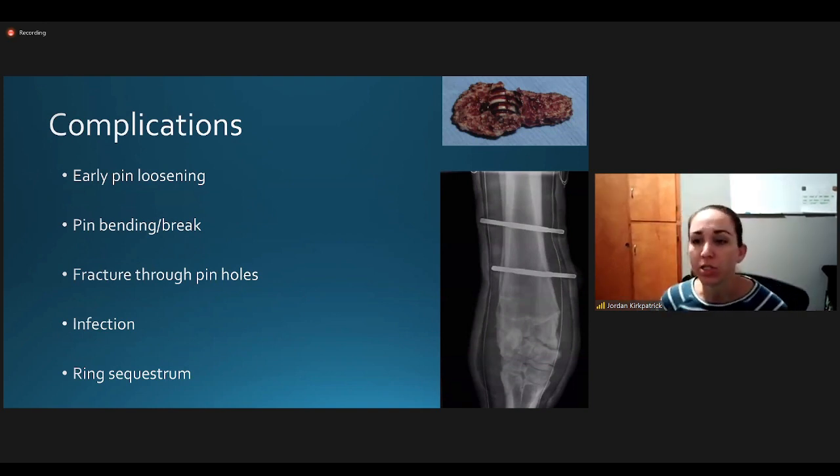So complications that we can see with this are early pin loosening, pin bending or breaking. If you look closely in this image with this pin, the line of the pin goes here, and then there's a little step up, and there's the rest of the pin. So this pin broke inside the bone. This is a ring sequestrum, so the bone around the pin died. And so this is the result. You can see these indentations here are from the threads of the pin.